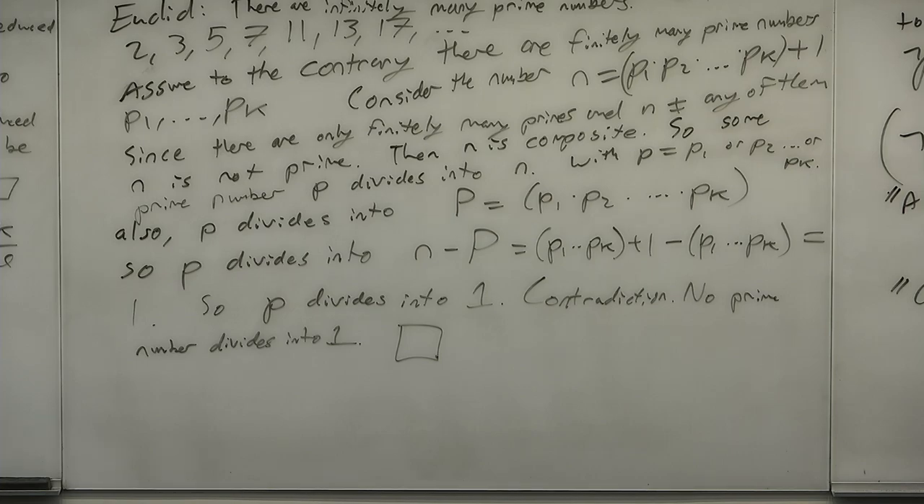Any questions on this proof, right? We construct a number that's not any of the prime numbers, and then we show that there is a prime number that divides into one, which is impossible. Contradiction. Again, observe how crazy the absurdity is. It's basically 0 equals 1. It's so obviously wrong that the reader is forced to conclude that the proof by contradiction is correct. If there's no questions, that's all we have for class today.